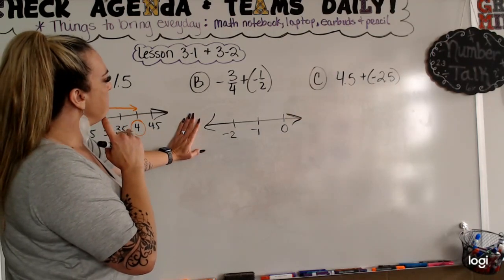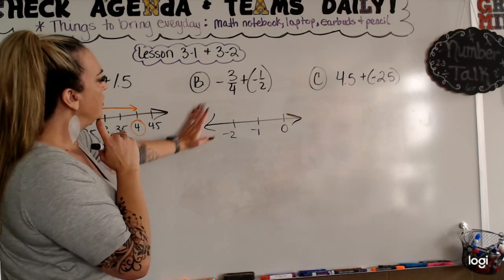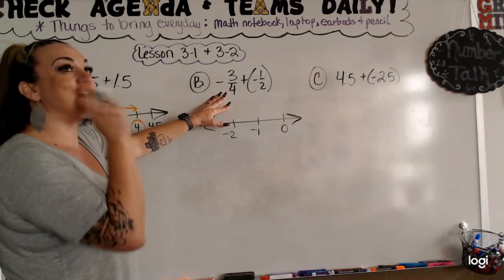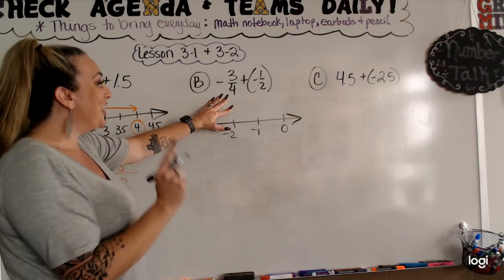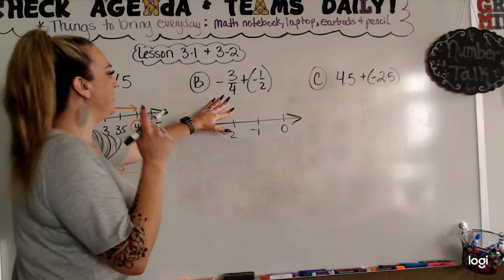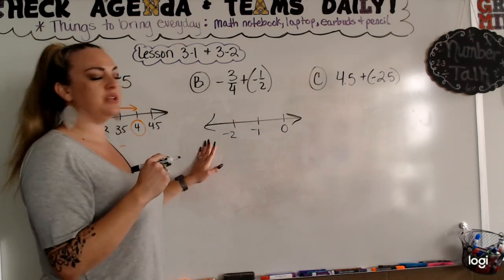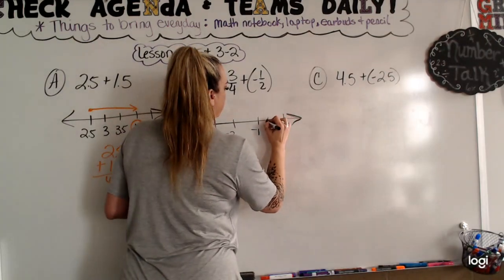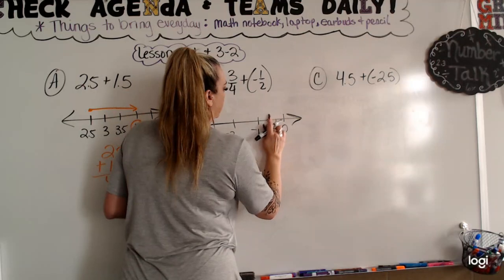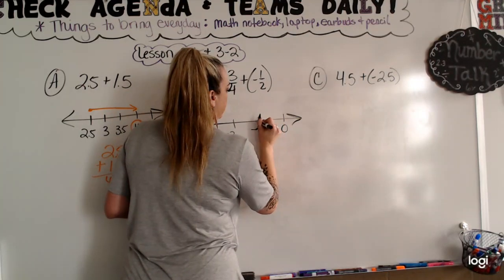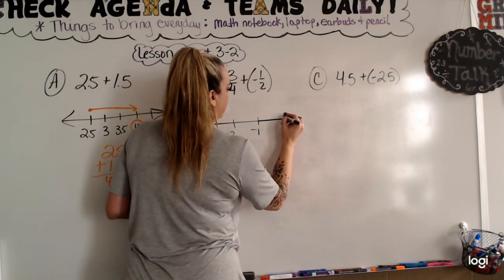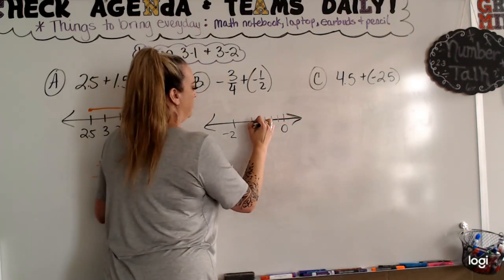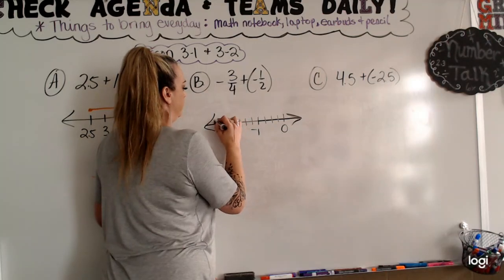Now, how do we want to break this up? Our largest fraction, let me rephrase that. Our denominator that is the largest is 4. So I think we should split each unit, each whole number, into fourths. Precision is important. Okay, so we need 1, 2, 3. That's 1, 2, 3, 4. 1, 2, 3. 1, 2, 3. Okay?